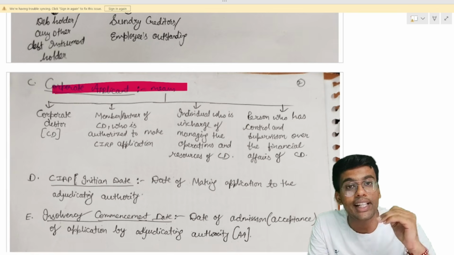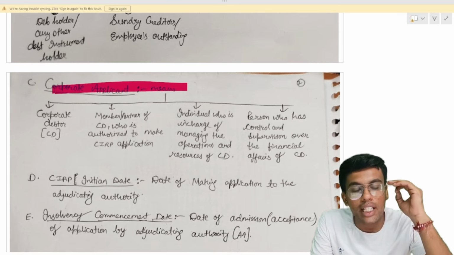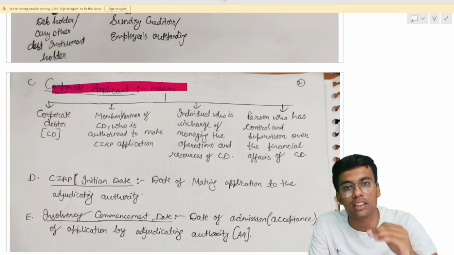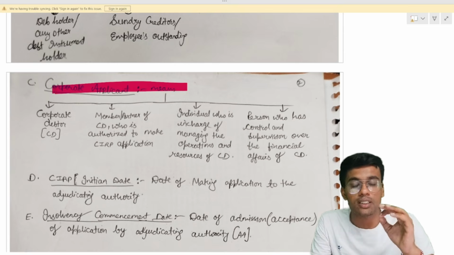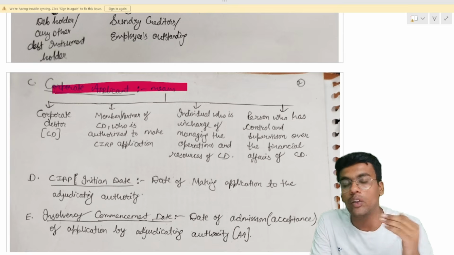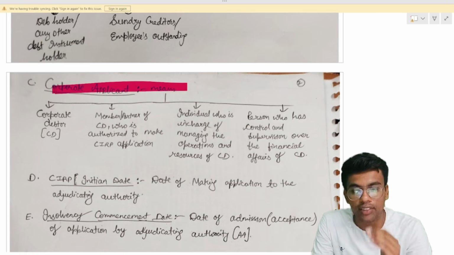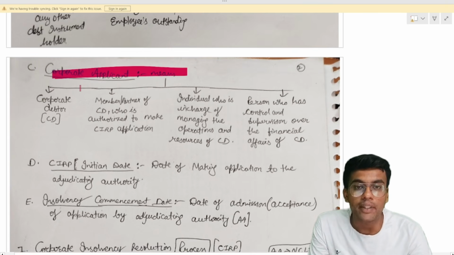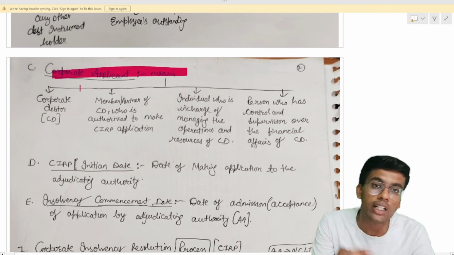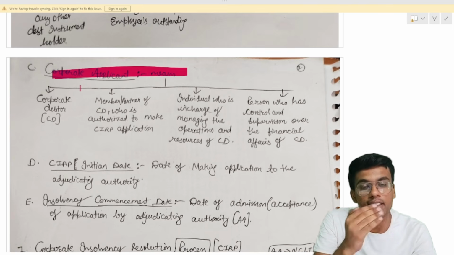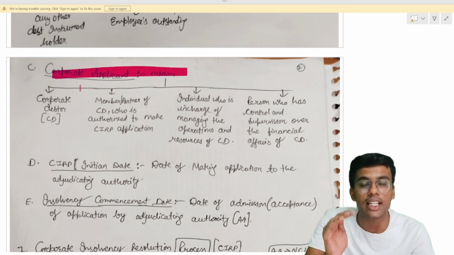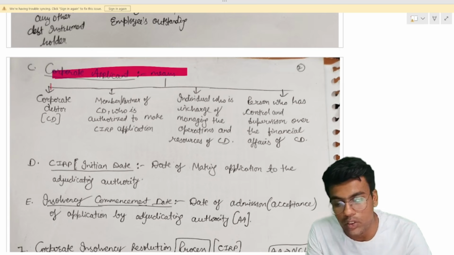Means who can file an application to the NCLT adjudicating authority for starting of CIRP, corporate insolvency and resolution process. This entire thing we are going to study in the subsequent part of this chapter. Now, who is a corporate applicant? Means who can make an application to the tribunal, to the NCLT adjudicating authority, saying that please initiate the CIRP process. CIRP stands for Corporate Insolvency and Resolution Process.